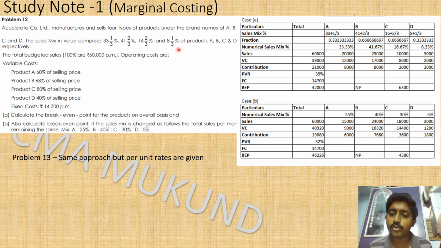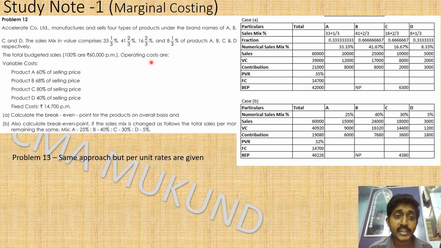So you guys are going to become ICWA. They are just checking if you have really studied mathematics. That's why they have given these complex rational numbers. Okay, we can convert these into simple numerical numbers. So no worries. Next, they have given the budgeted sales of 60,000 per month.